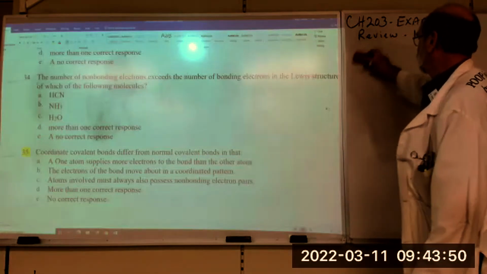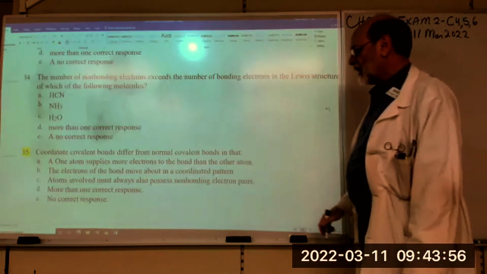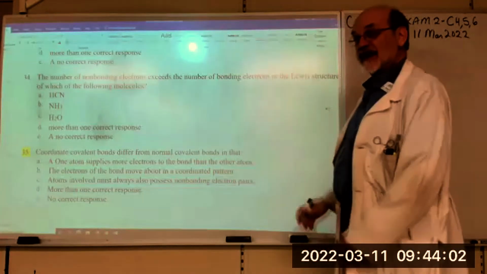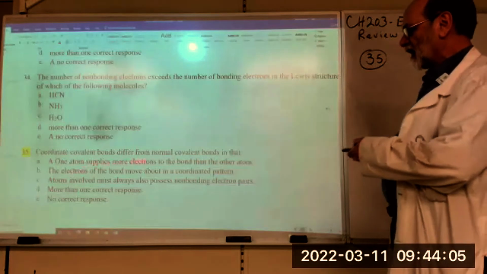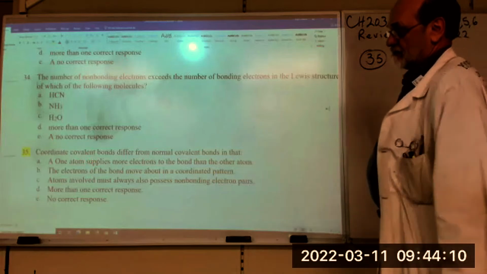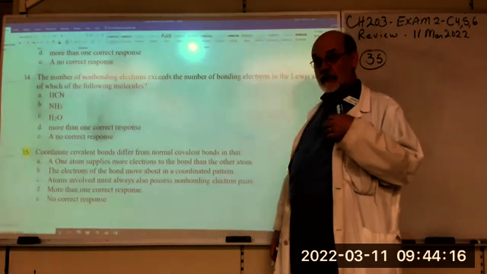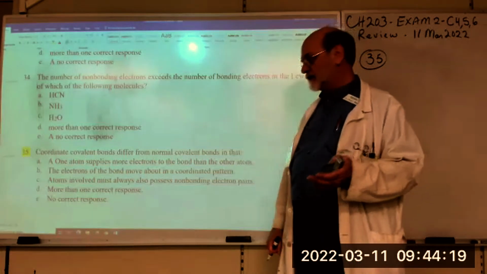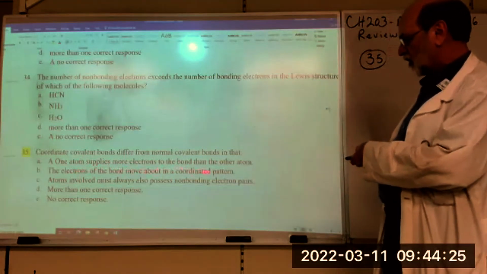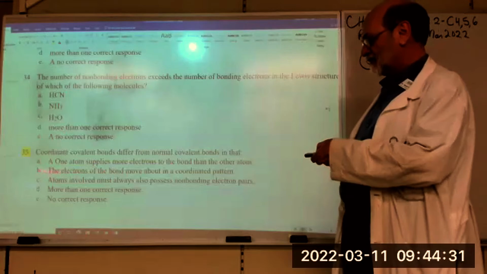Okay, 35. Coordinate covalent bonds differ from normal covalent bonds. Should have done this one first because this is just definition. One atom supplies more electrons to the bond than the other atom. Actually, up to this point, we've only defined coordinate covalent bonds as one atom donates all the electrons for the bond. But is that the best answer? The electrons of the bond move about in a coordinated path. I don't know. I was searching around for a filler answer.